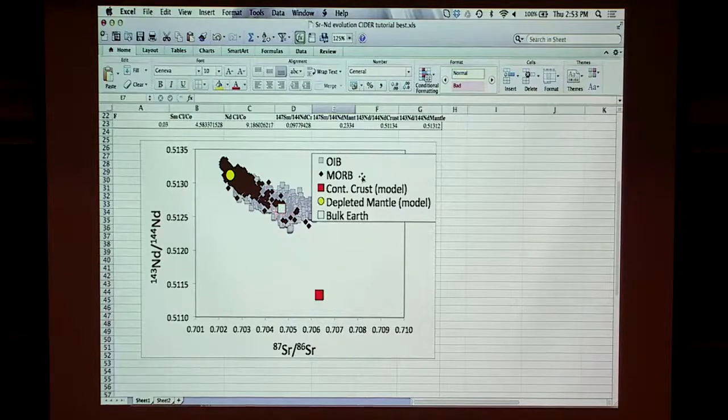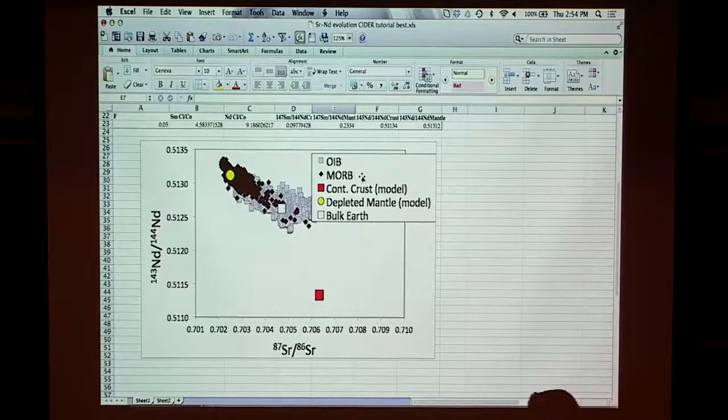That's not going to change until you guys decide to make it change, and then Bill will be really angry with you. So we're starting with what Bill wants the bulk Earth to be. Continental crust and depleted mantle, these two points are going to move around as you play around with the values in this simple toy model.